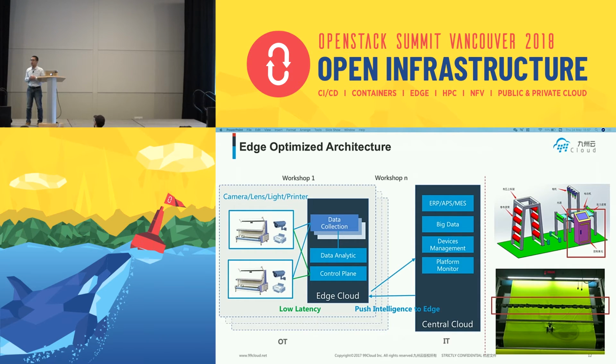Even the smaller ones go with this architecture, or they can just handle it? If it's a small manufacturer, they may have only one or two workshops close together. They can just deploy the central cloud right beside them. But a medium size or larger manufacturer has many workshops located in different cities, so they have to use this edge optimized architecture.